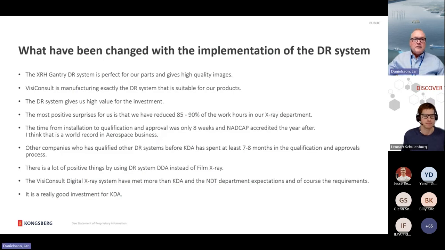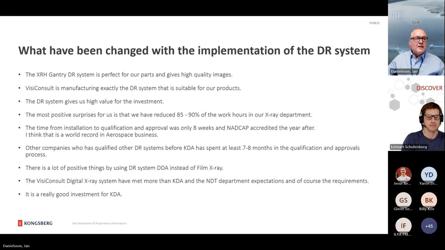What have we changed with the implementation of the DR system? The XRH gantry DR system is perfect for our parts and gives us high quality images. Visi Consult is manufacturing exactly the DR system that is suitable for our products. And the DR system gives us a high value for investment. Its payback is around 8 months. So that was a little bit crazy.